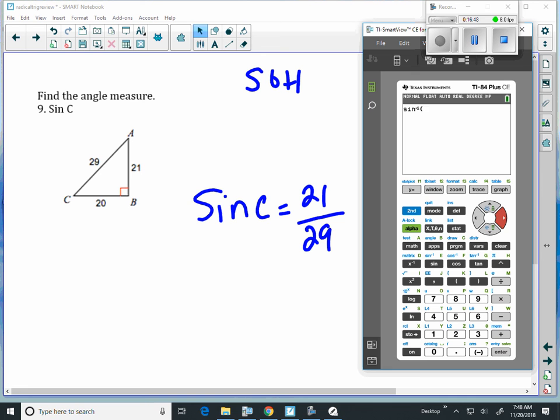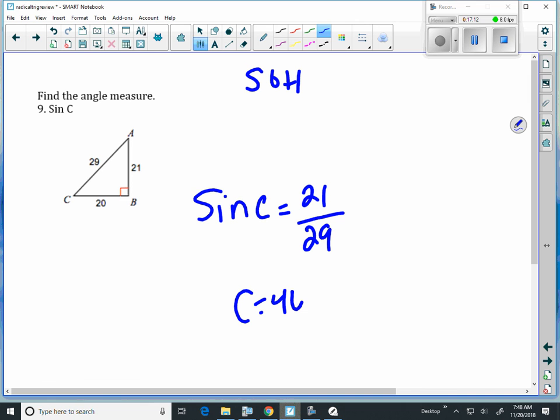Questions on that? All right, so you have sine inverse of 21 divided by 29, which is 46 point, we'll say 46.4. You got to round that up. So that angle C measures 46.4 degrees. Okay. Questions on that?